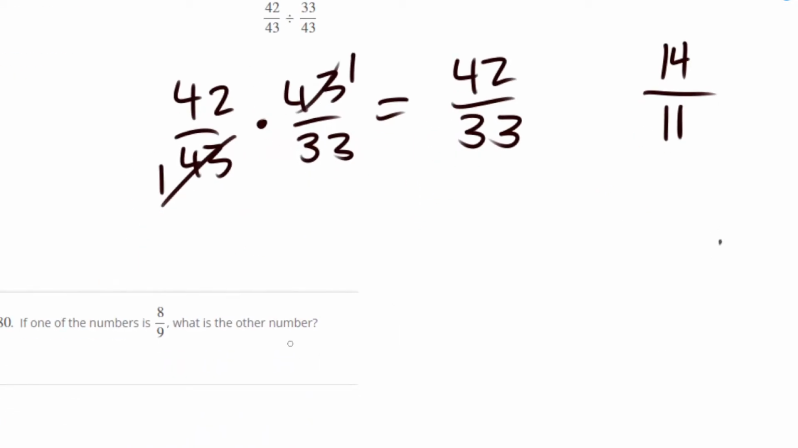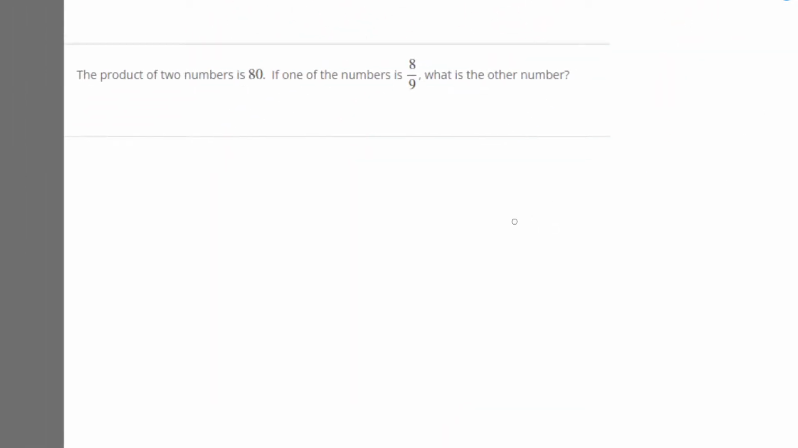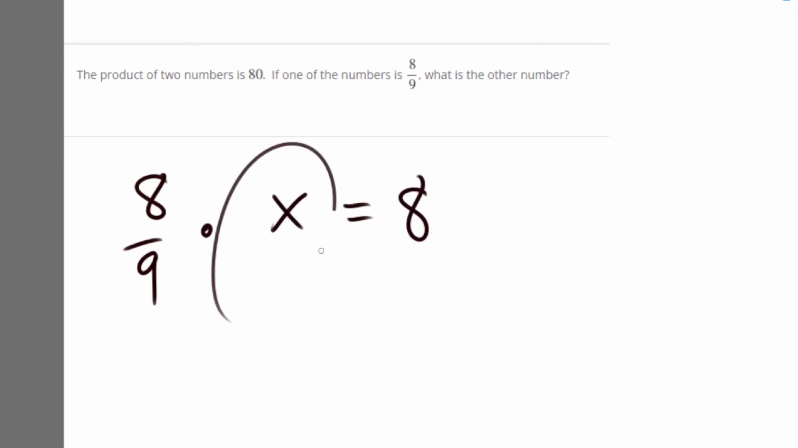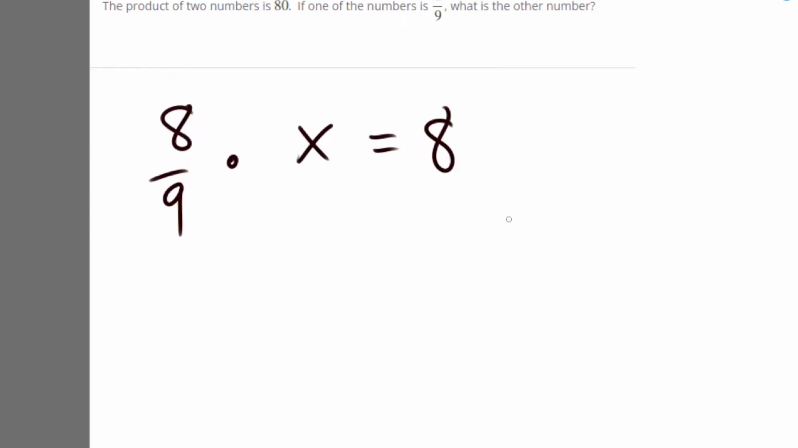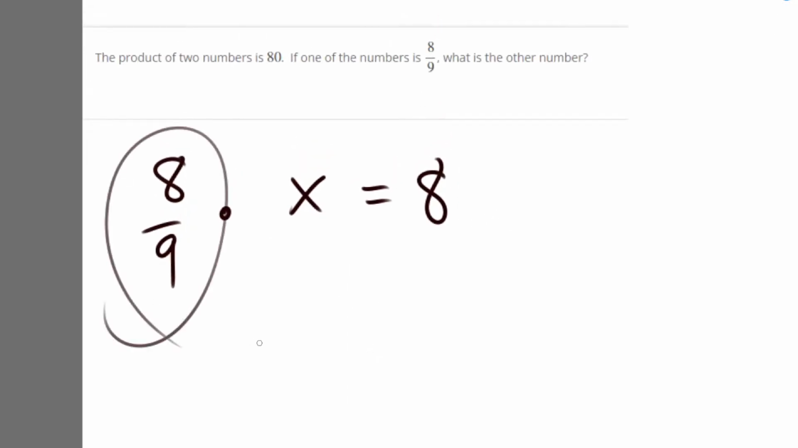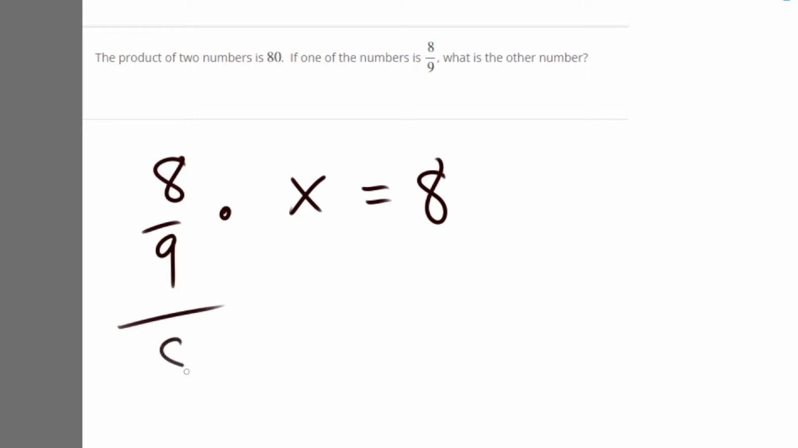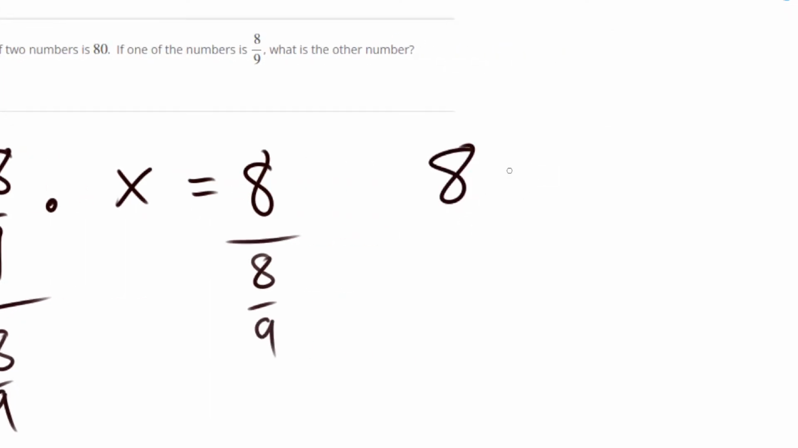So this next one was an interesting one. It's telling us that the product of two numbers, which means multiplication, is 80. So 8 over 9 times some number is equal to 80, and we want to find what this other number is. So what we can do is try to get x by itself. We'll divide this by 8 over 9, which is the same as multiplying by 9 over 8 instead, because we're flipping, right?